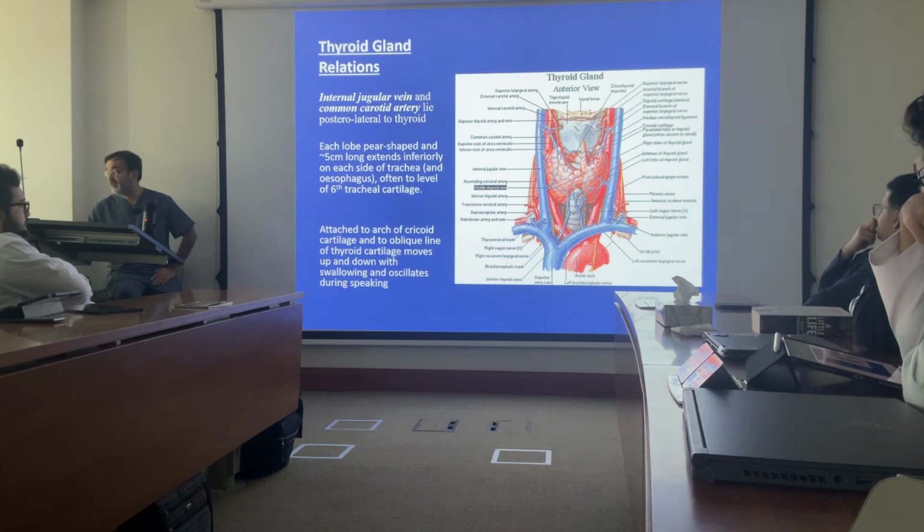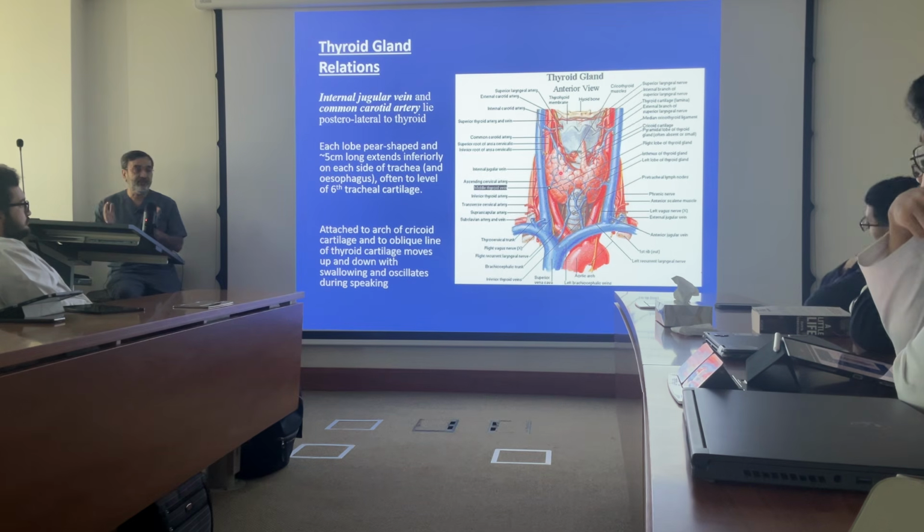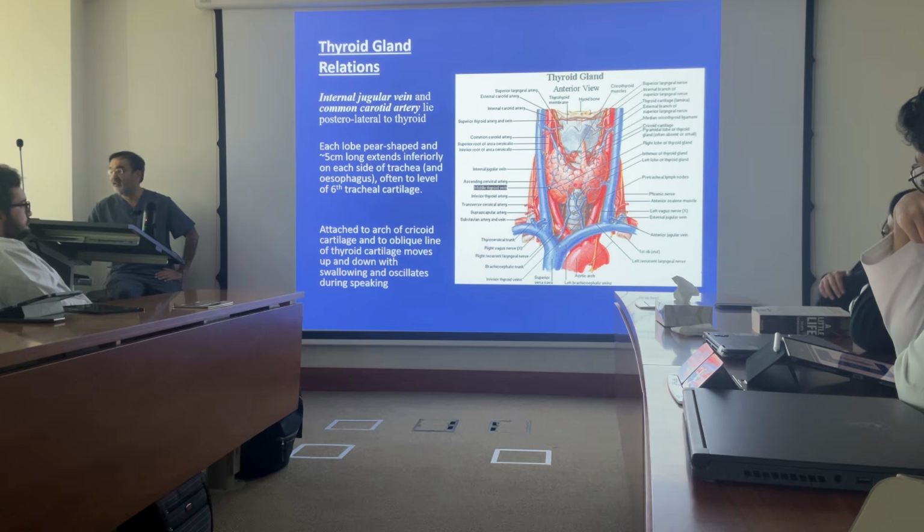This is the lateral margin of the gland. You can see the internal jugular vein and the common carotid arteries are basically at the lateral margin. The posterior surface of the gland is covering the trachea and the esophagus. Anteriorly, the gland is covered by the sternohyoid and the sternothyroid muscle.